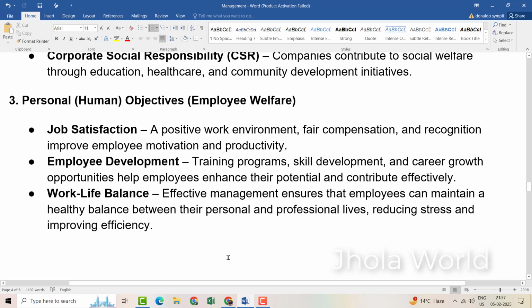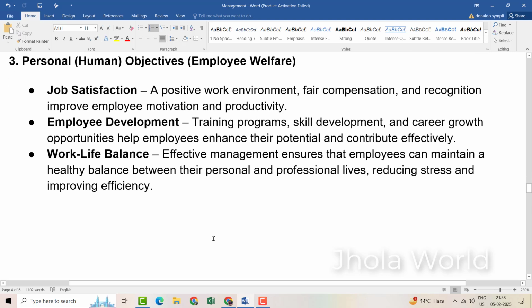Then the last one is work-life balance, which is very important these days. There's a lot of debate going on that how many hours a week people should work. We are social animals. We need people to talk. We need family life. We need our brothers, sisters, friends, parents, and everyone around us. We would like to chill a little bit. So the management objective is that they must try to maintain a work life balance for the employees. Employees should not be overworked, and they must have their family life and their social life. So these are the three main objectives of management.